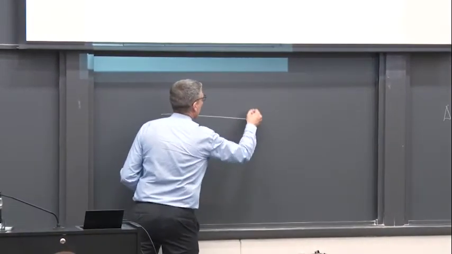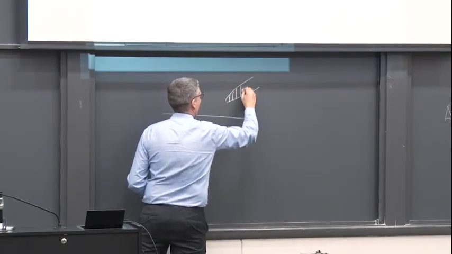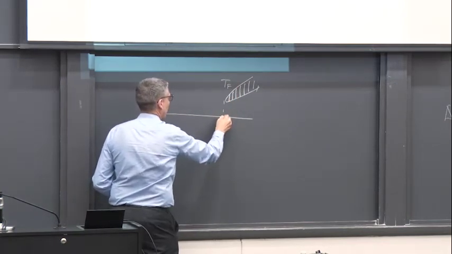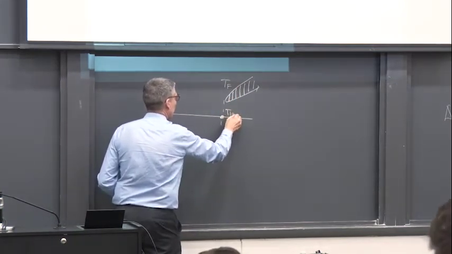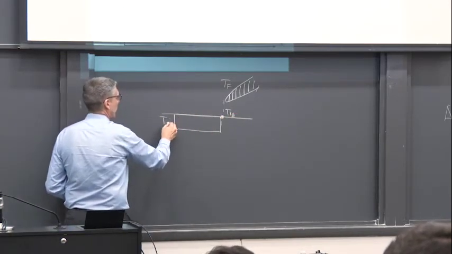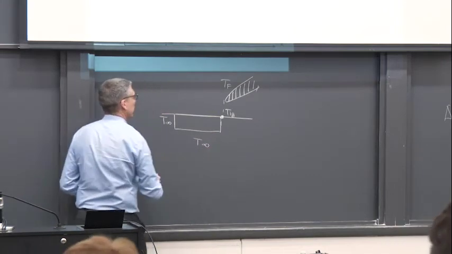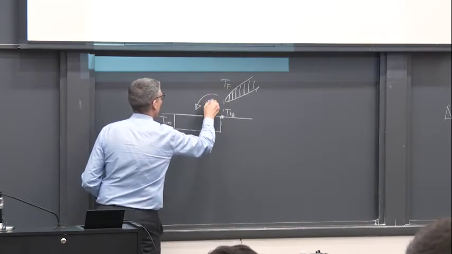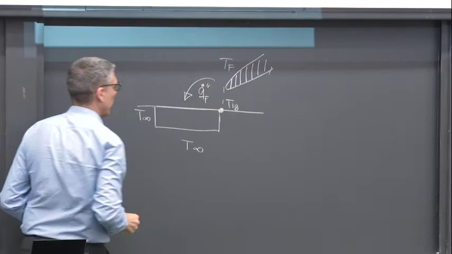Let me put this up a little bit. Okay. So, here's my flame. T flame. The ignition temperature, T ambient, okay? And I'm going to have heat going in this direction.